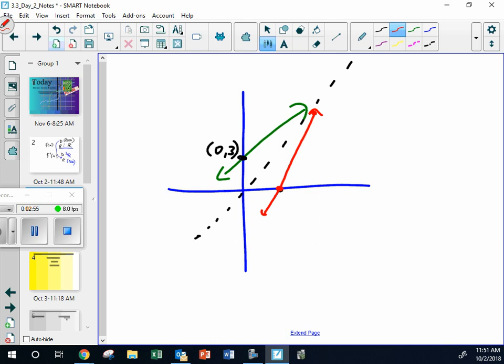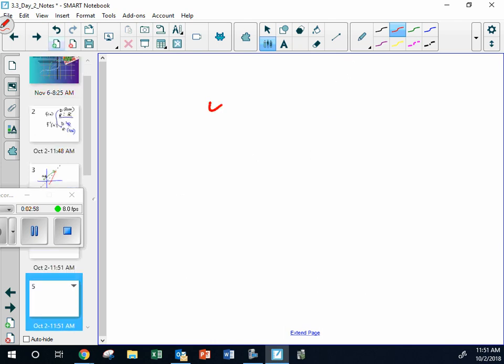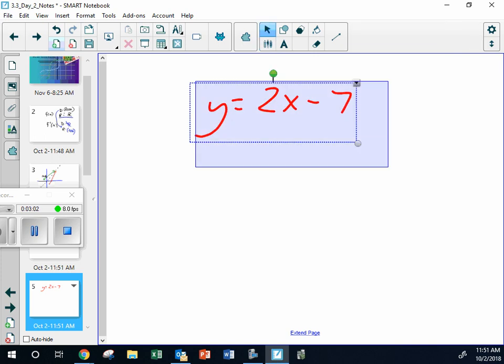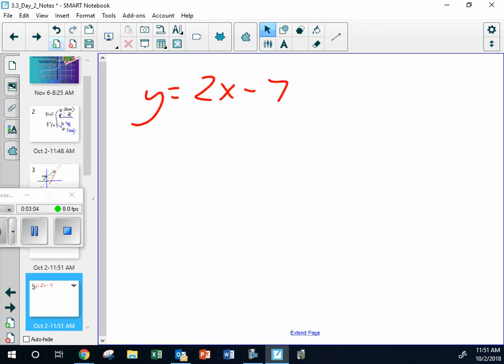Let's see if you know how to make an inverse from an equation. Find the inverse of that. I've already done the first step. I made it y equals. Second step, what's the main thing to remember about inverses? Switch x and y.